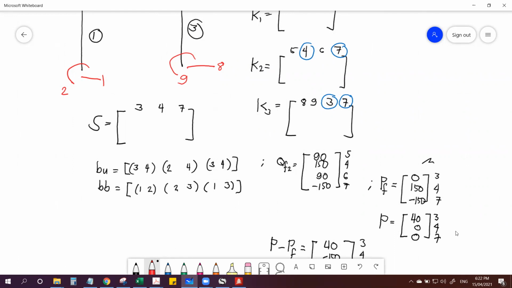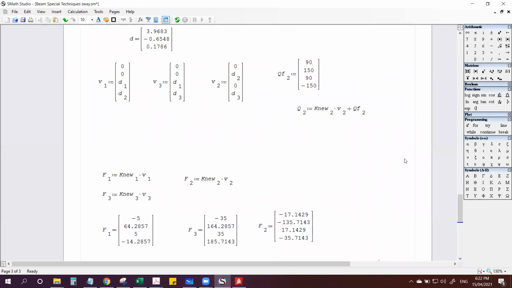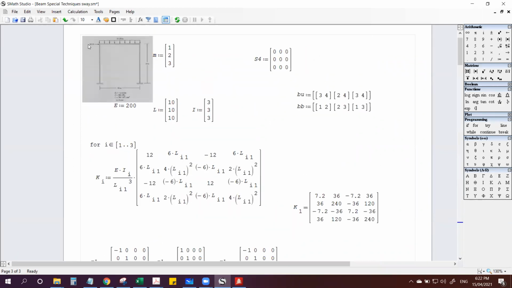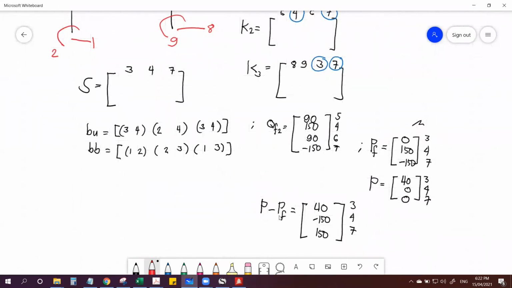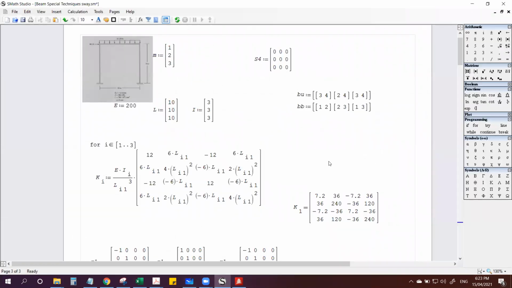And how about the P vector? Because we have an applied load here, we have an applied load at degrees of freedom 3, which is 40 kilonewton. That's it. Okay, 40 kilonewton. So P minus PF, get the value. So operating these two matrices, you will have this final load vector. So basically, that's it. And this is the corresponding S matrix.